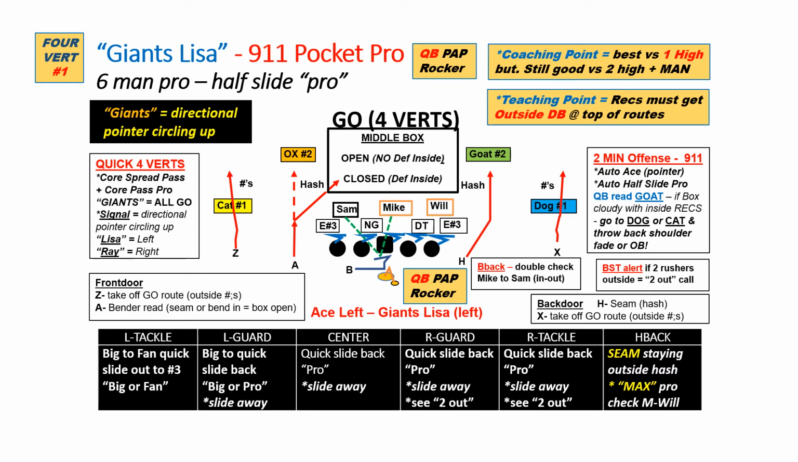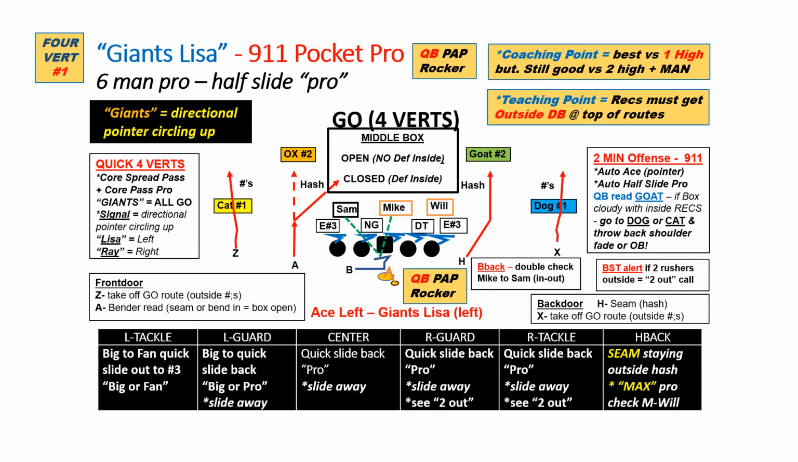What makes this great for our two-minute offense, or we call our 9-1-1, is we can be really fast because the signals are all bunched together. We're just going to use our directional pointer upward for an ace left formation. And then once we start to do a circling motion, that automatically tells receivers it's an all go. And it tells the quarterback Giants is the call, and he'll stay with that same direction as the formation, Lisa with it. Real simple here, four verts.